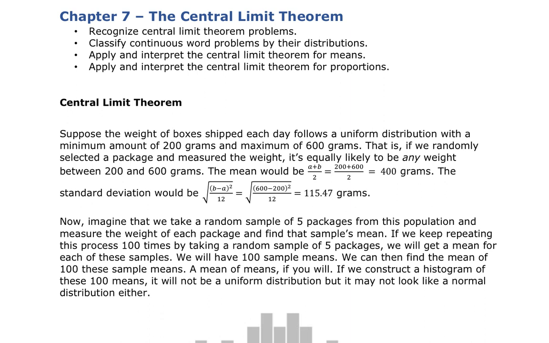The mean, because it's a uniform distribution, we use the formula that we have the beginning plus the ending divided by 2, so the mean would be 400 grams. The standard deviation for a uniform distribution is the square root of the ending minus the beginning, the quantity squared, divided by 12, so the standard deviation is 115.47 grams.